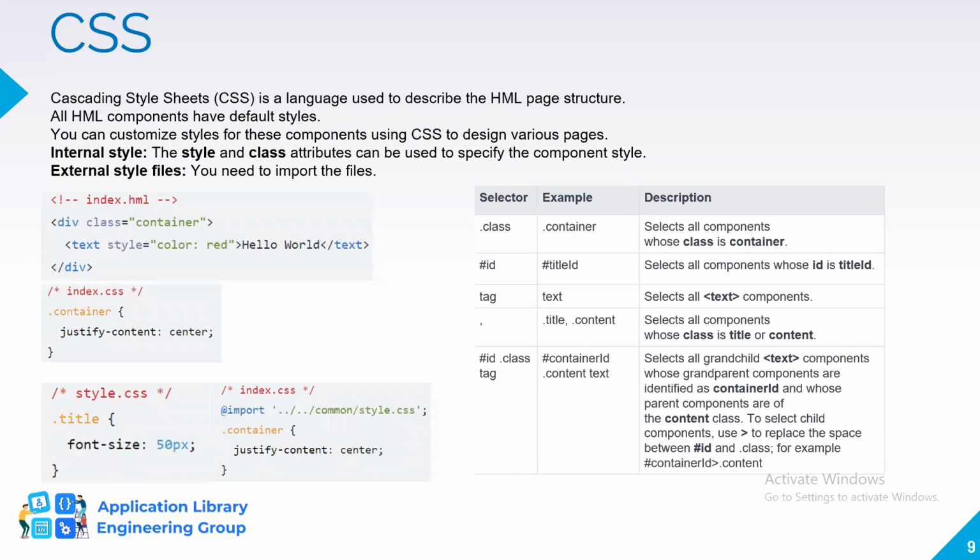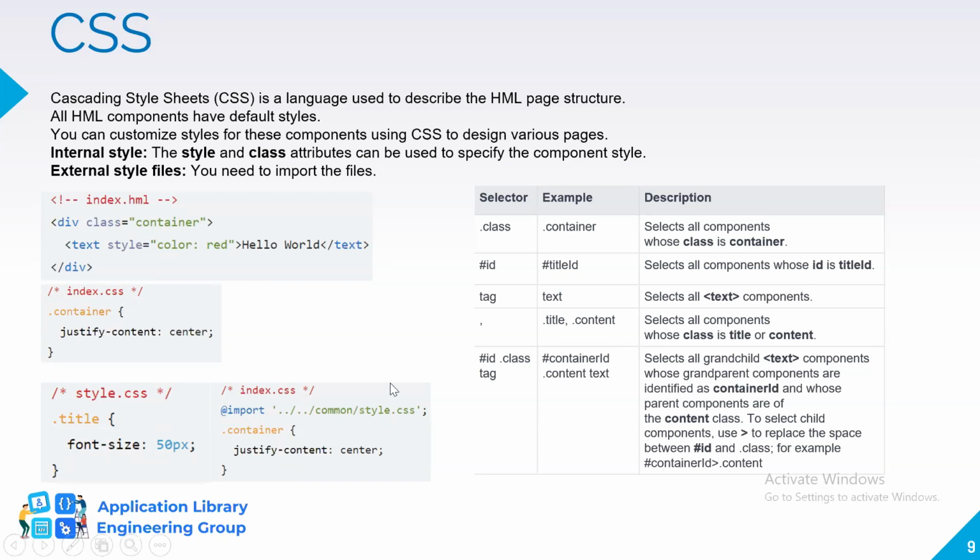Okay, and we also have some selectors which can be used. A CSS selector is actually used to select elements to which styles need to be added. In this example, we are using the dot class selector, which means it selects all the components whose class is container. Say, for example, I have some 3-4 elements defined in this particular HTML file whose class is set to container. Then this styling will be applicable to all of those elements.